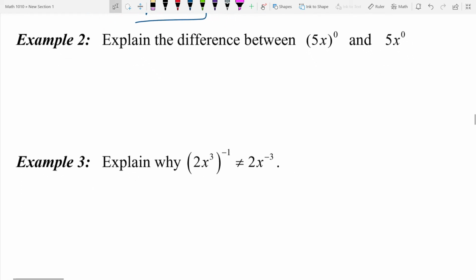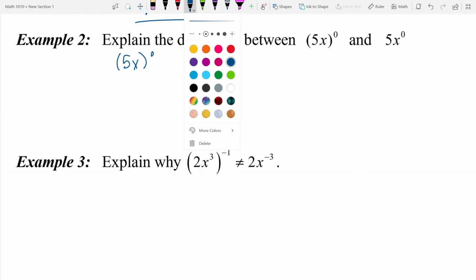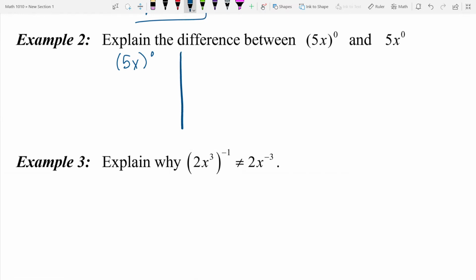This is what they ask a ton. What's the difference? So here's what I want you to do on the midterm when you get asked this. I know they're going to ask you. They always do. So everybody go 5x in parentheses, raise it to the 0 power. And then I want you to draw a line. And then I want you to put 5x to the 0. I'm telling you, if you do this, you're going to get this right.